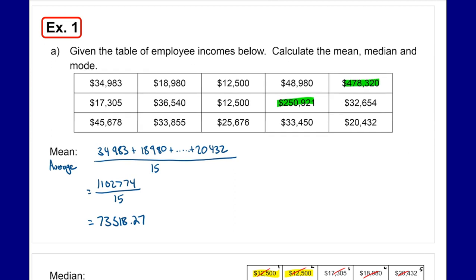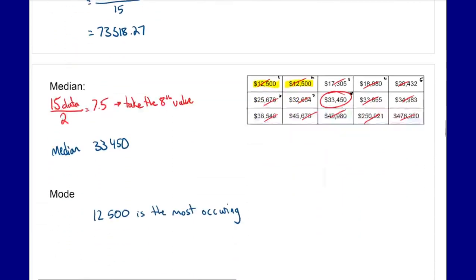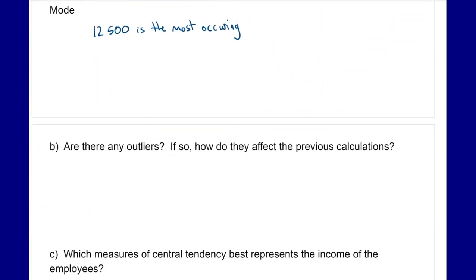The 250,000 and the 478,000. Those don't fit, right? Those are a minimum of 100 or 200,000 difference, or 400,000 in difference. So those two are outliers that we would say. So 250,921 and 478,320 are outliers. Right? So how do they affect the previous calculations?